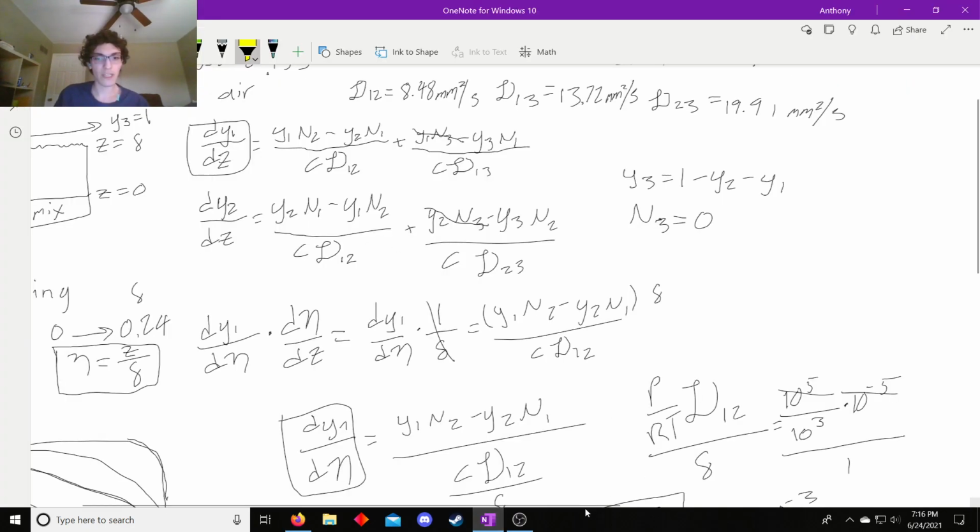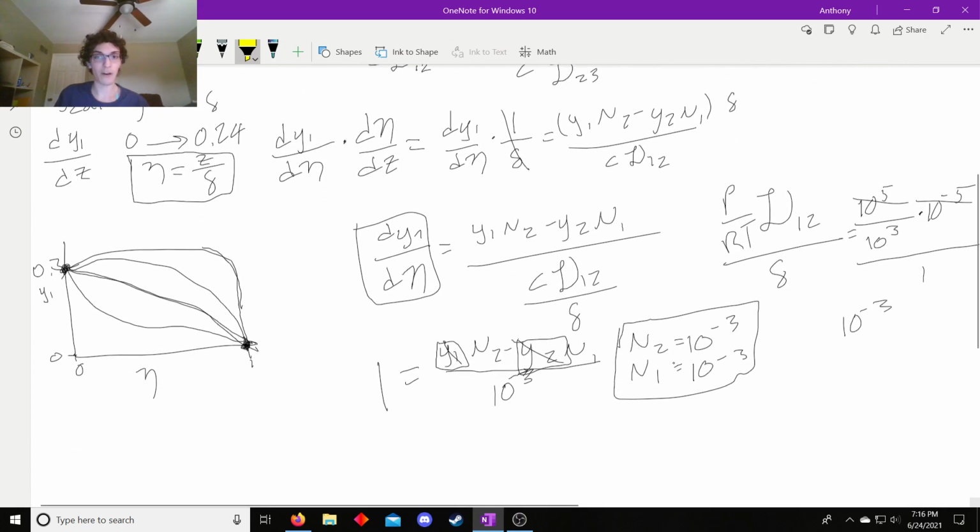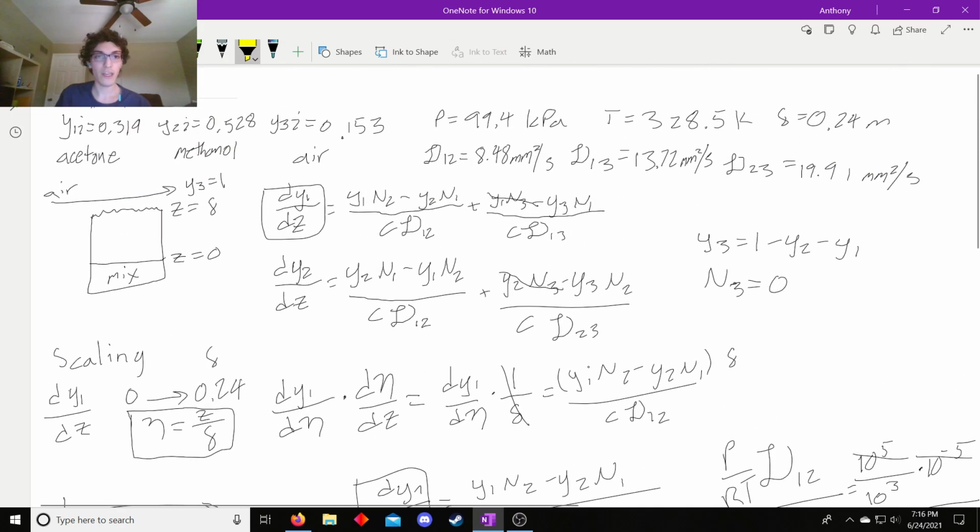If you remember in the video about scaling, we found a ballpark estimate for what the molar flux of acetone and methanol would be. And we also found these two Stefan-Maxwell equations that we're going to need to solve. And these are simultaneous differential equations, and it's going to be an initial value problem for us to solve.